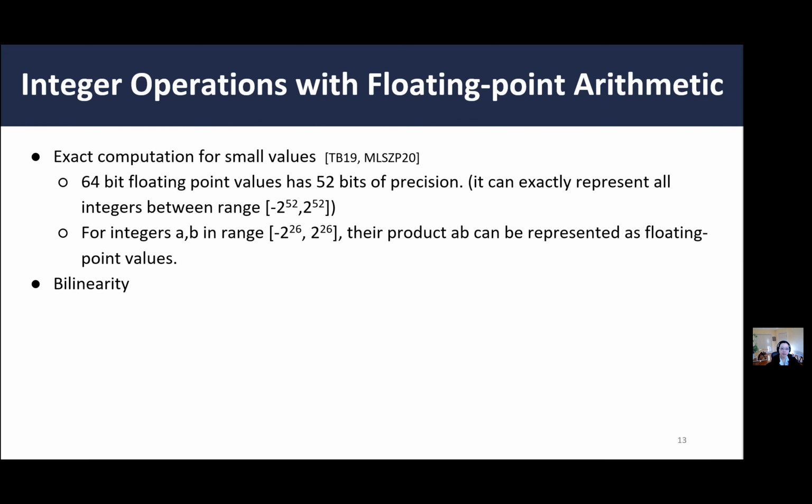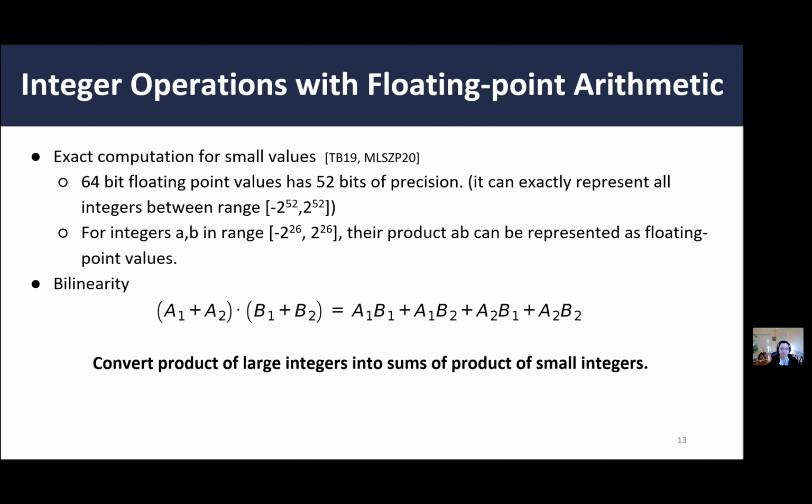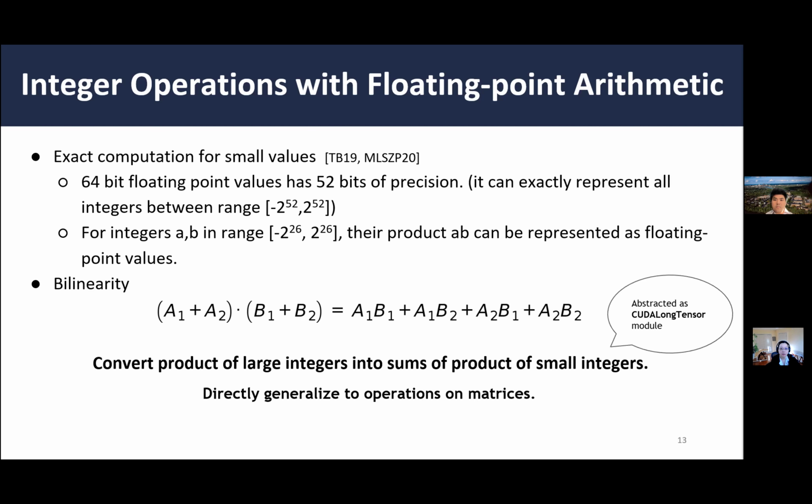The second feature we use is bilinearity, which means that we can convert the products of large integers into the sum of products of small integers. For our protocol, we actually operate on the 2 to the 64 ring, so that means we need 64-bit integers. This directly generalizes to operations on matrices. In reality, we convert the 64 bits into four 16-bit groups to do the calculation. So we built a CUDA long tensor module to handle such operations.